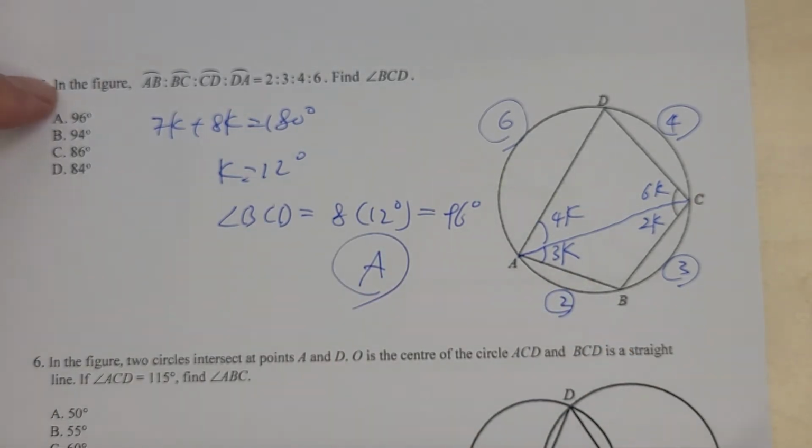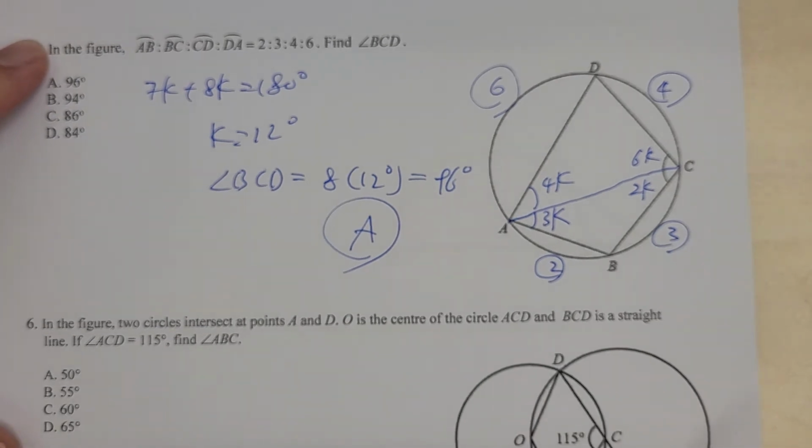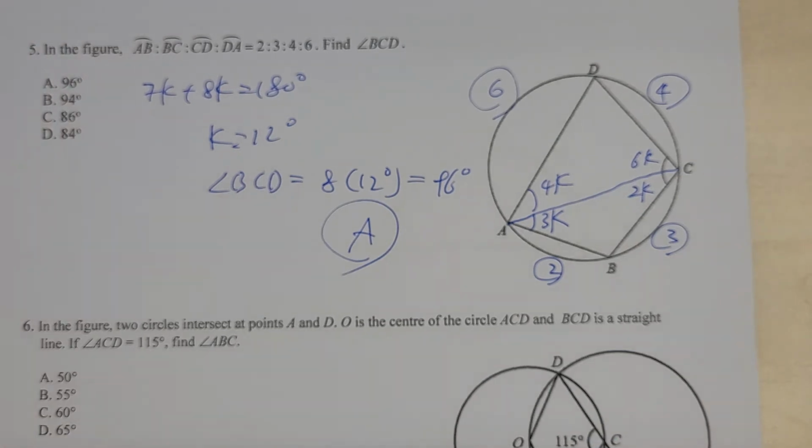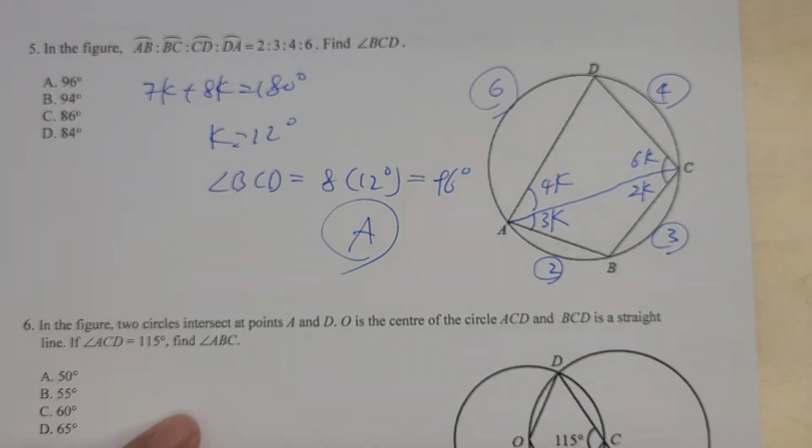So, let's go to question number 6. In the figure, 2 circles intersect at points A and D. O is the center of the circle ACD, and BCD is a straight line. Angle ACD is 115 degrees. Find angle ABC, this one. Okay, let's see what we can do.